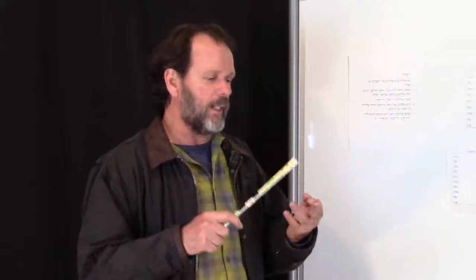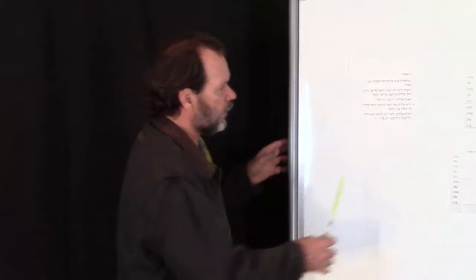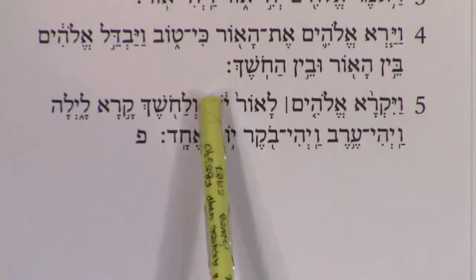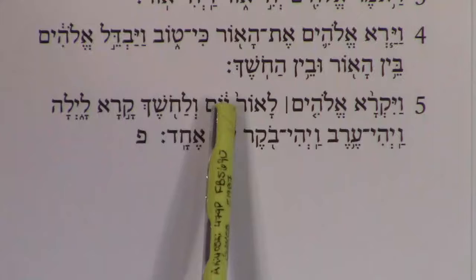And so what I want to emphasize to you then is try to build some speed. So go with your syllables. Va-yek-ra Elohim la'or yom. It's very hard to break yom out into too many individual syllables, right? Because it's yod, holam vav, mem, right?